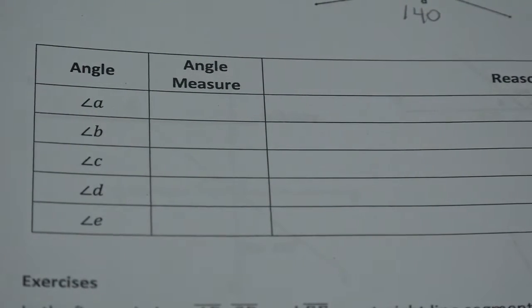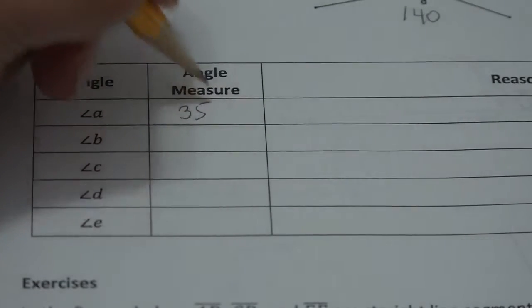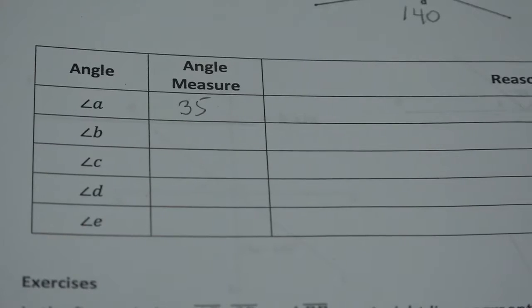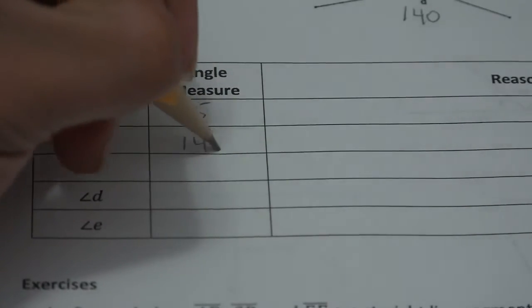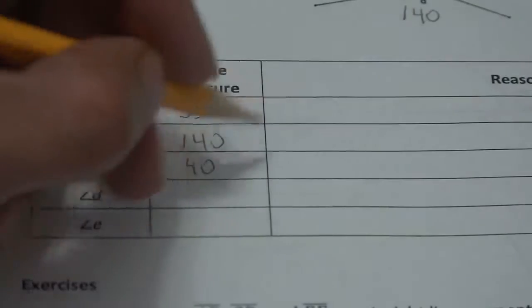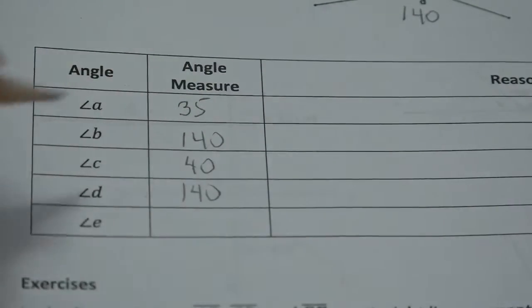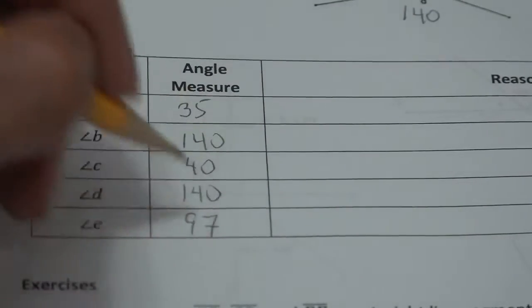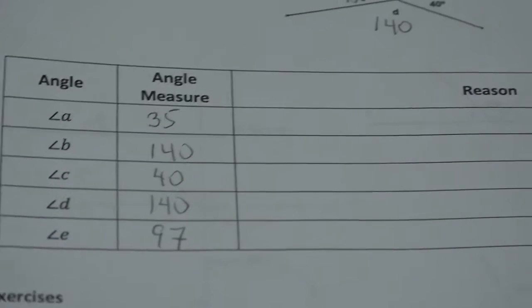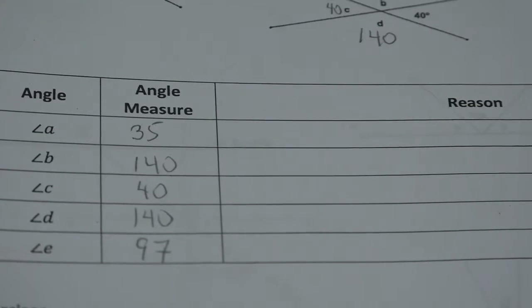So we said that angle A was 35 degrees. We said that angle B was 140. We said that angle C was 40. We said that angle D was 140. We said that angle E was 97. Cool? Okay, so now let's write the reasons why.